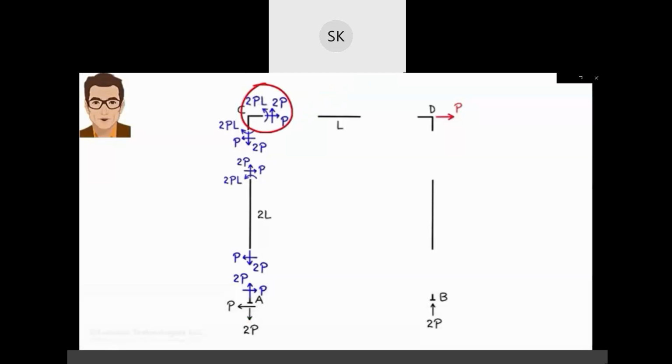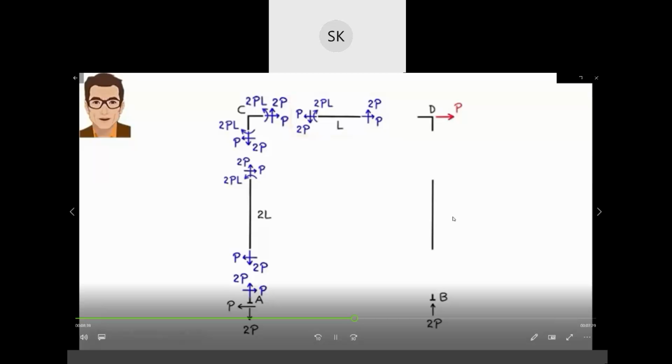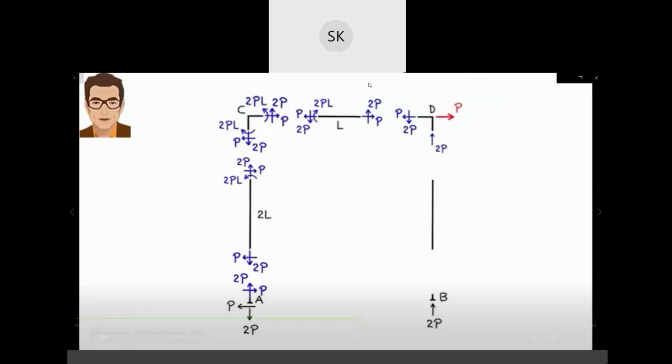These also balance the forces at the left end of member CD. So the free body diagram for member CD looks like this. Next, we examine joint D. Here is the free body diagram for the joint. The forces are balanced, so we can move on.